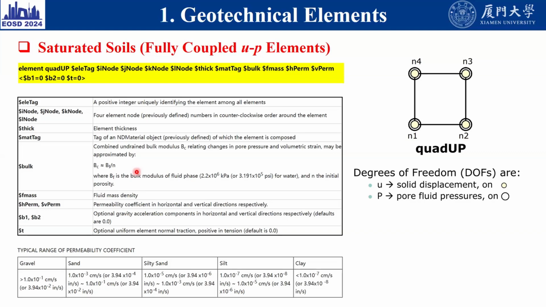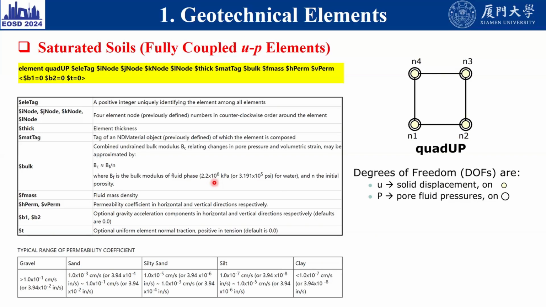There's water, so you have to define the bulk modulus of the fluid. You know that water is an incompressible material, so the bulk modulus here is pretty high, like 2.2 times 10 to the 6 kPa. You have to define the fluid mass density, for example, 1 ton per meter cubed, right? You have to specify the permeability coefficient in the horizontal and the vertical direction.